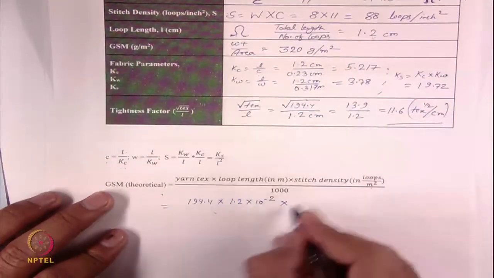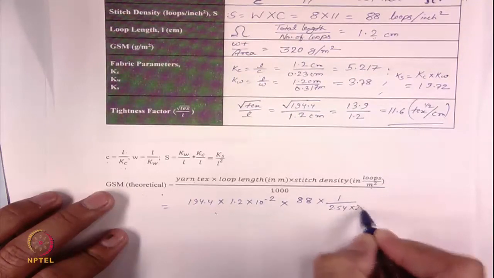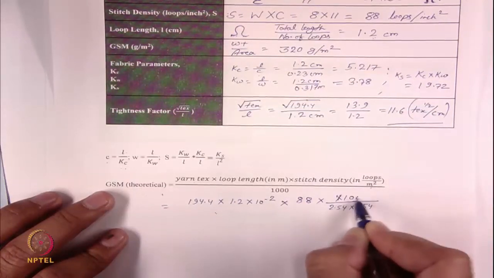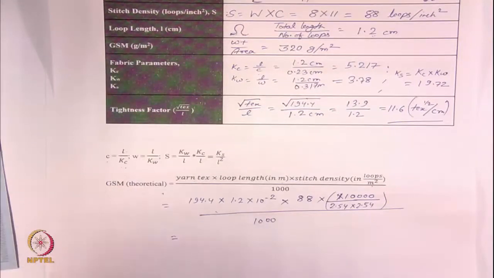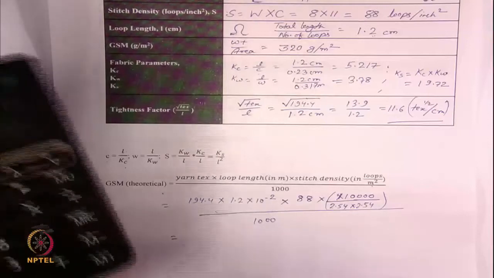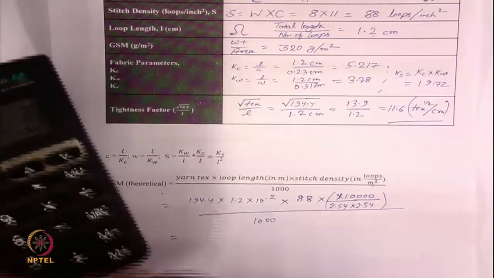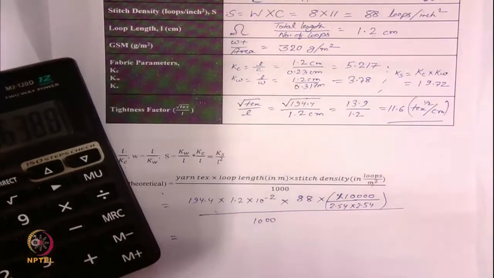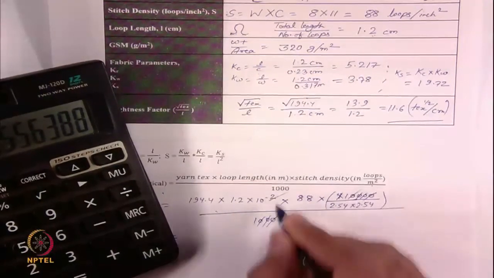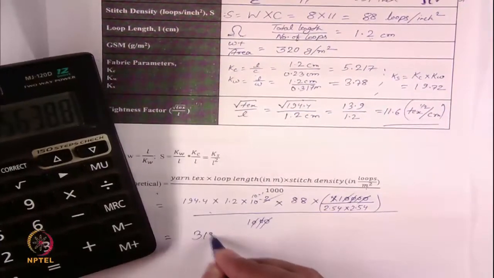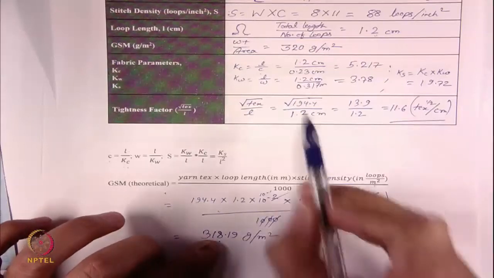So, we have to convert this into meter square. So, 88 into 1 by 2.54 into 2.54, these are in centimeter, and into 10000, this is per meter square, and divided by 1000. Let us find out how much we are getting. 194.4 into 1.2 into 88, divided by 2.54, divided by 2.54, and then you have so many zeros, and this 10 raised to the power minus 1. So, this is around 318.19 gram per meter square. Okay. So, 318.19, but the actual value was 320.